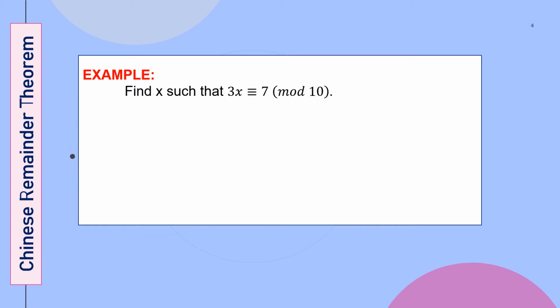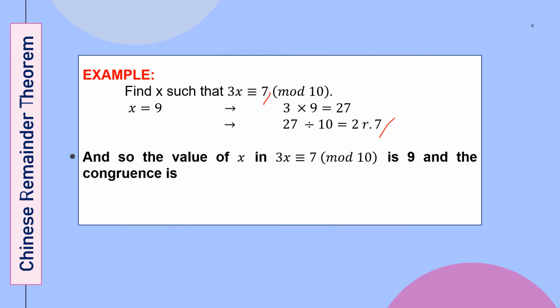Let's have this example. Find x such that 3x is congruent to 7 modulo 10. We will look for the value of x that gives us a remainder of 7 when divided by 10. Let's say x equals 9. Then 3 times 9 is 27, and 27 divided by 10 is 2 remainder 7. So now we have 7 and 7. And so the value of x in 3x congruent to 7 modulo 10 is 9, and the congruence is 27 congruent to 7 modulo 10.